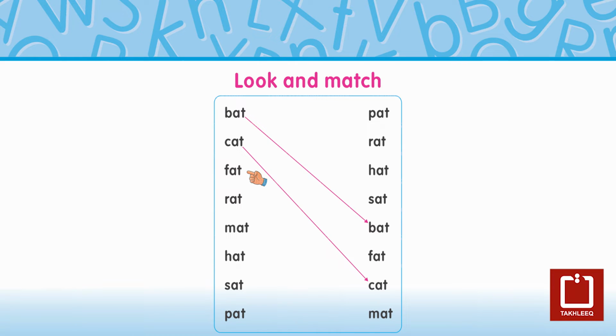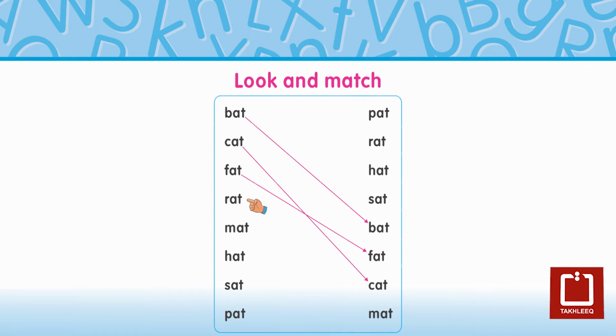Here is word fat. Now we search word fat in the second row. Pat, rat, hat, sat, bat, fat. Yes, this is fat. So we match both words fat.